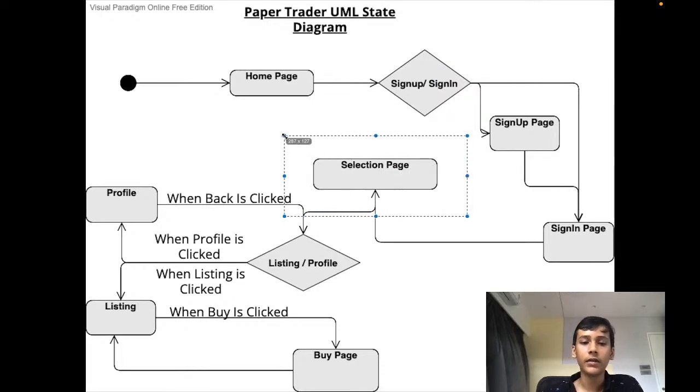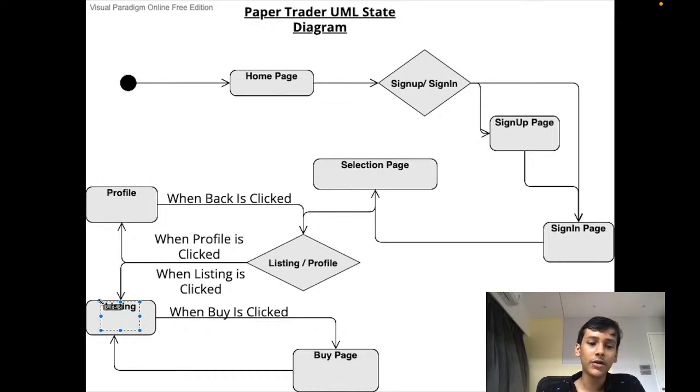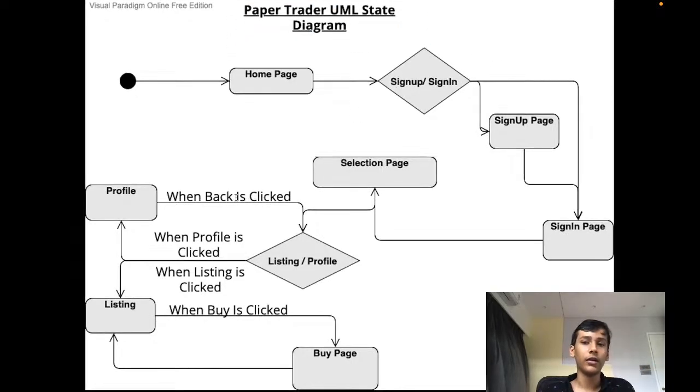Later on we'll get a selection page which gives us two options, whether to visit a profile page or a listing page, and based on that you will visit that. From listing you can visit the buy page. When you click buy, from the buy page you can visit the listing page. From the profile page you can visit the selection page again. So that's basically the entire state diagram for this app.